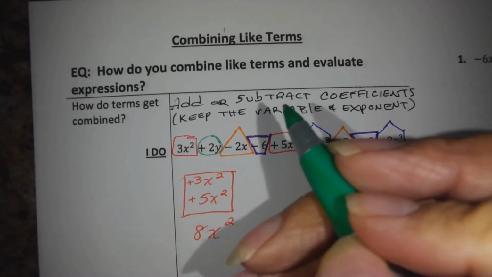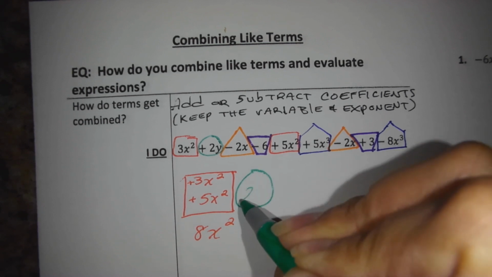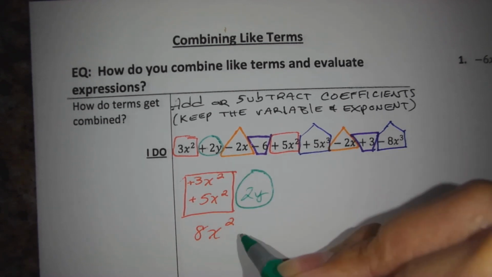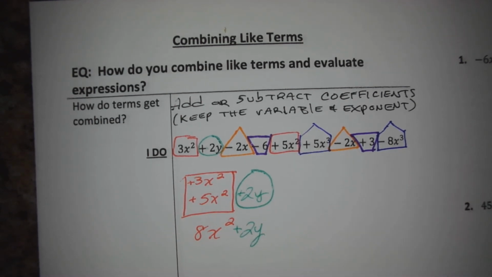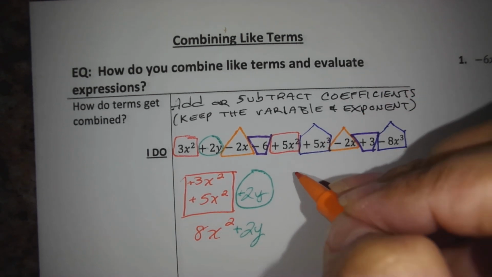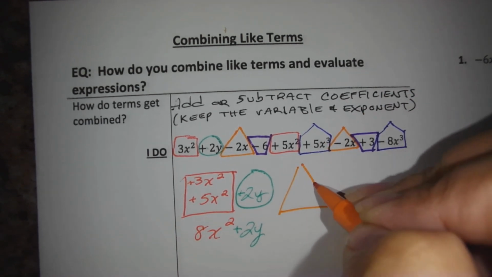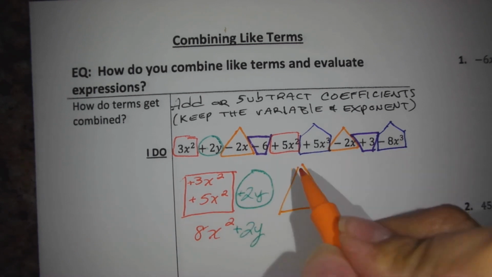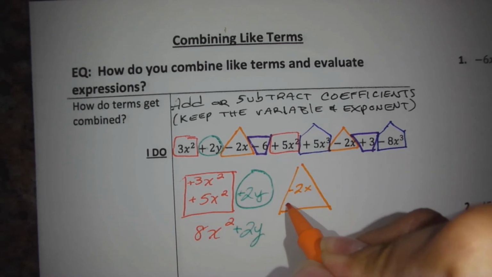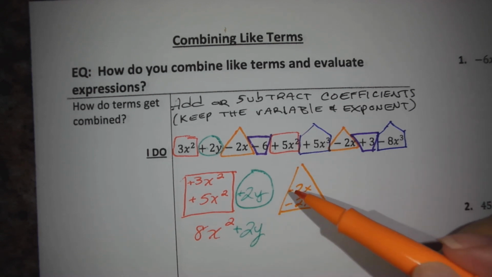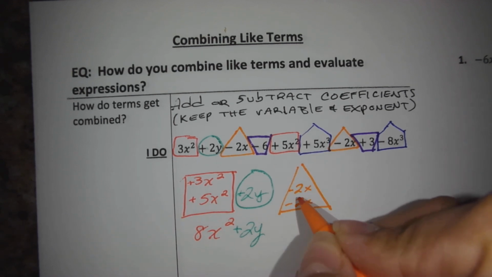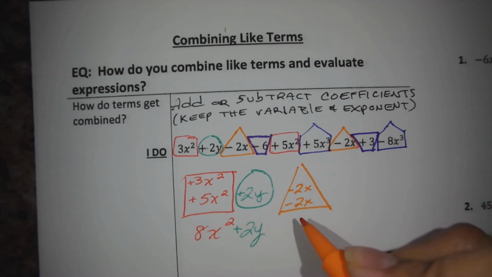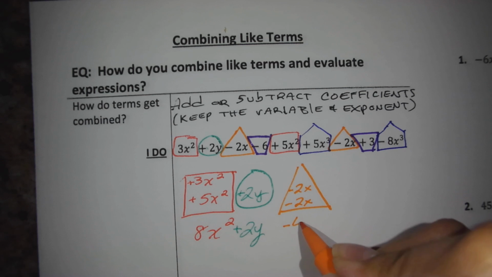The next one would be a circle. That one's 2y, and it's the only one. And it's positive, so bring that down, plus 2y. Then we're going to go to the next one, which is the x's. I'm going to draw a triangle here. We have minus 2x and minus 2x. Add or subtract the coefficients. These two have the same sign, so it's minus 2 and minus 2. So we're going to add them together. So negative 2 plus negative 2 is negative 4x.